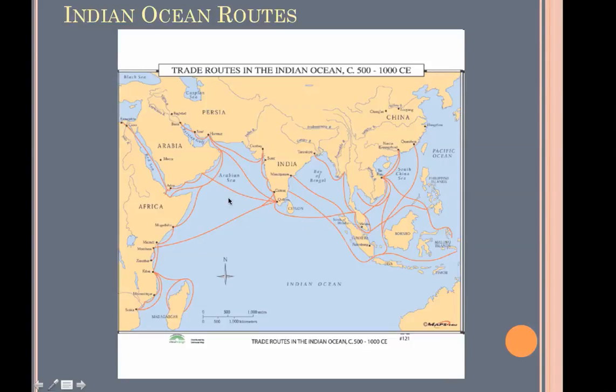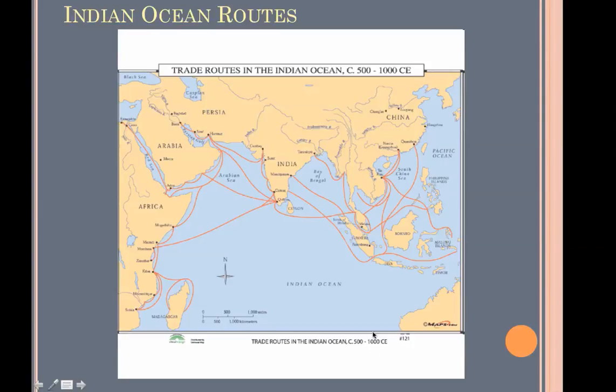And the reverse is true. For the most part, we're talking about small regional trade networks, but they linked up. And so you did get Chinese porcelain in East Africa. You did get East African ivory in China. It was possible to move these goods around very broad geographies.